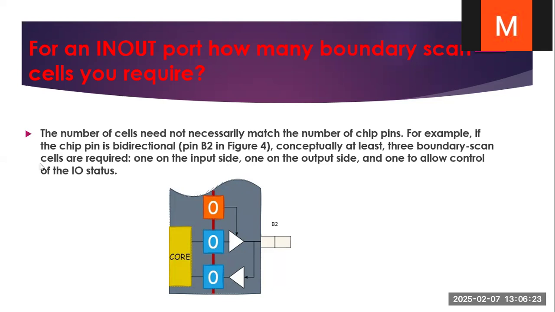For example, if a chip pin is bidirectional, conceptually at least 3 boundary scan cells are required: one on the input side, one on the output side, and one to allow the control of the IO status. So this is the IO pad, connected to a bidirectional pin. Here this is for input, this is for output, and this is for control. 3 boundary scan cells are required here.